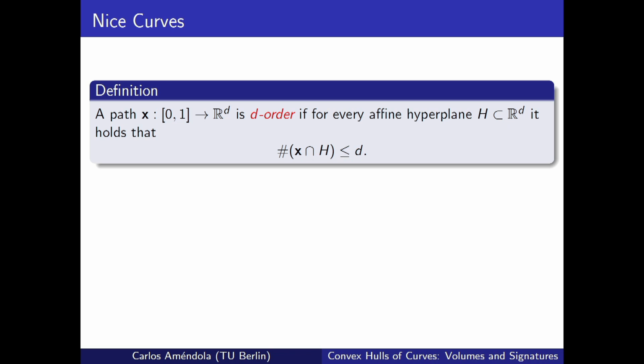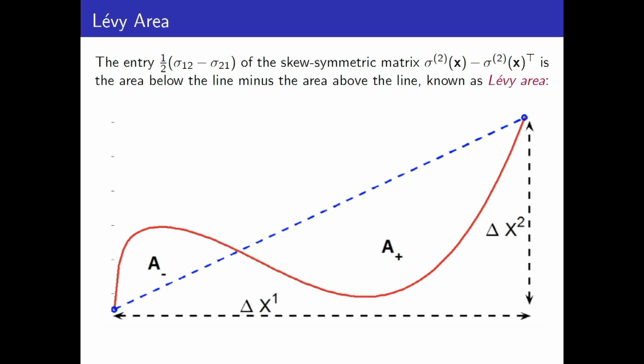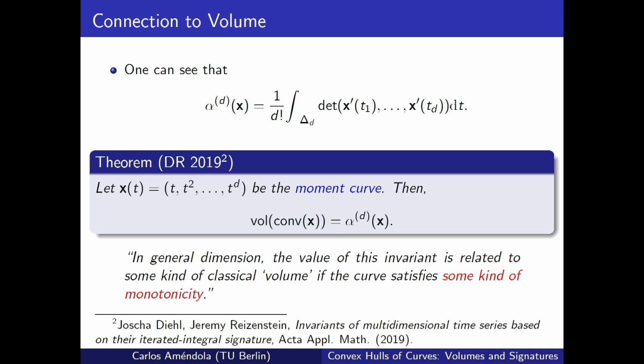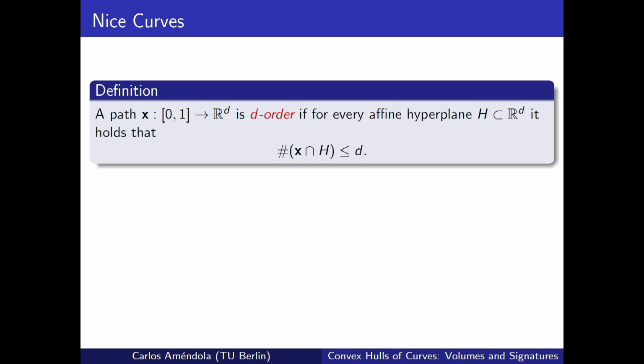But a path is going to be d-order if you take any hyperplane, then this intersects the path in at most d points. Okay, so the example I had here is not d-order, because you can see this line intersects in at least 3 points. So this one would not be d-order, but the moment curve is.